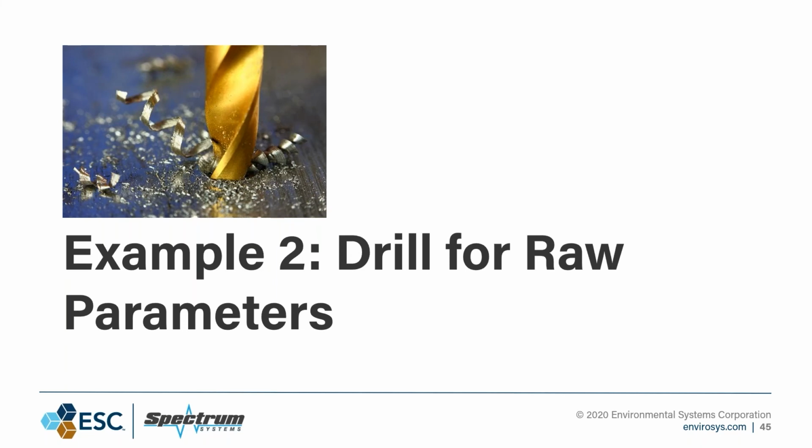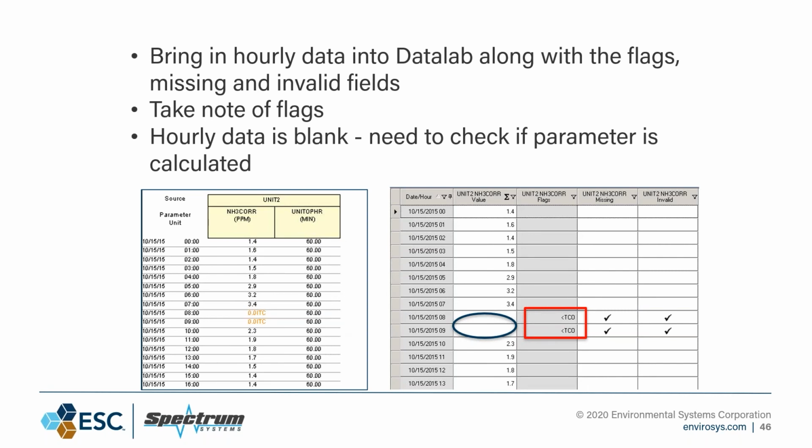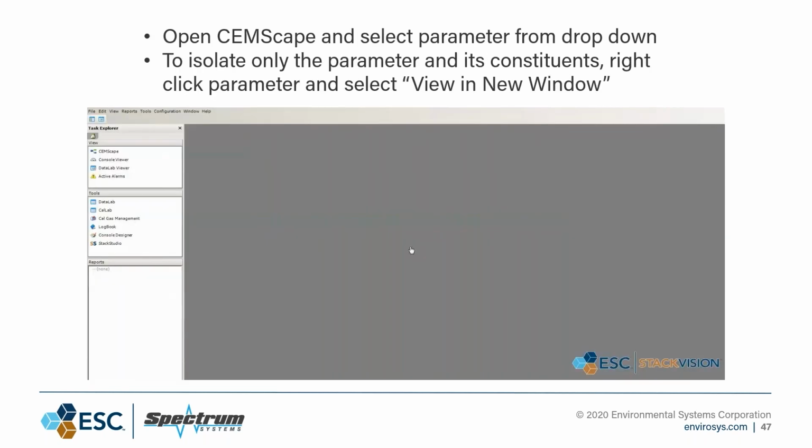Example 2, just drilling for raw parameters. Bring in the hourly data in Data Lab along with the flags, missing and invalid fields. Take note of the flags. The hourly data is blank and you need to check the parameters calculated. We actually get a few calls on this quite a bit in support. Open SimScape, select the parameter from the dropdown to isolate only the parameter and its constituents. Right-click the parameter and select in View a New Window.